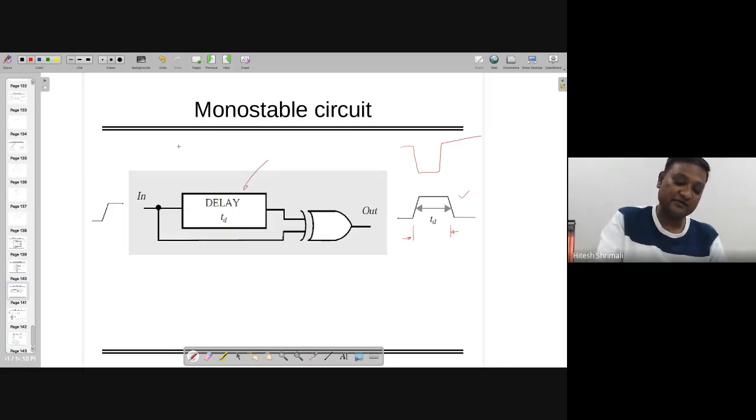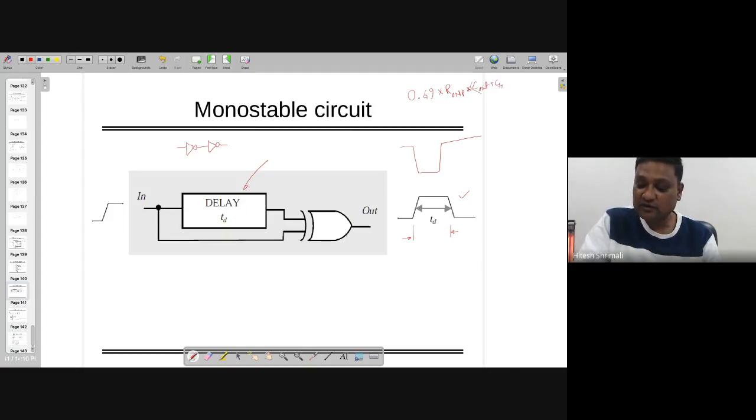By the way, a delay element is nothing but an even number of inverters with whatever delay value is required. If you remember, one single inverter is going to give you 0.69 times Ron of P times whatever the capacitance at the output, or the total capacitance, right? Let's call this C total, and Ron of P, or maybe Ron of N, depending on what value of resistance is there. So accordingly, you can design the value of delay.